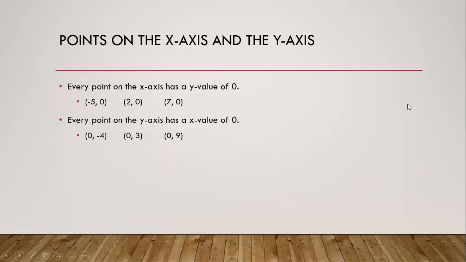So we summarize it like this. Every point on the x-axis has a y value of 0. That's true for every point that is on the x-axis. Every point on the y-axis has an x value of 0. That's true for every point that's on the y-axis.